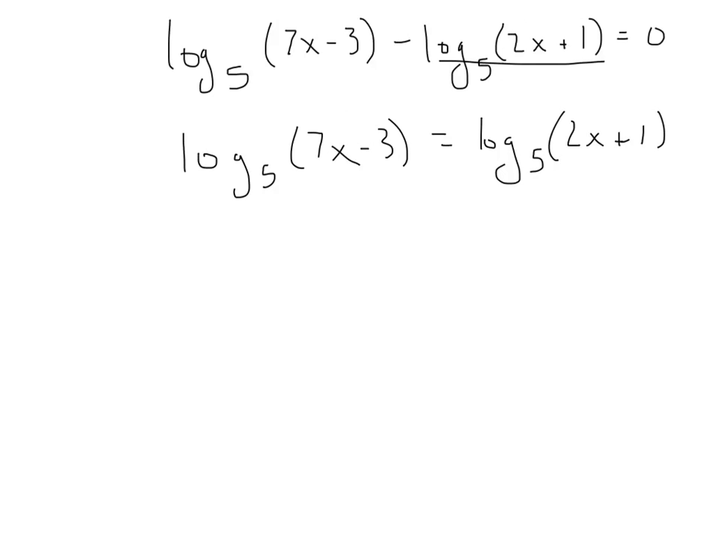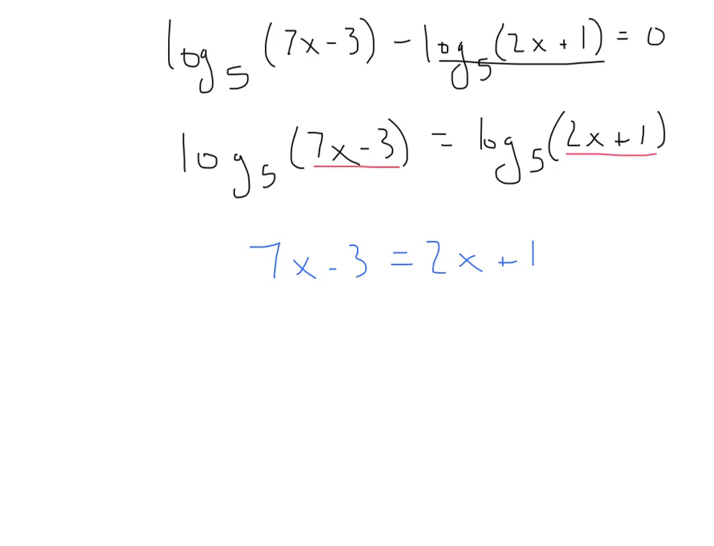So at this point we can actually just say that basically the insides of these logarithms are equal. And the reason for that is we remember that the logarithm is the exponent. So the logarithm on the left says the exponent that we raise 5 to get 7x minus 3 is the same as the exponent I raise 5 to get 2x plus 1. So in that case we must have that 7x minus 3 equals 2x plus 1.